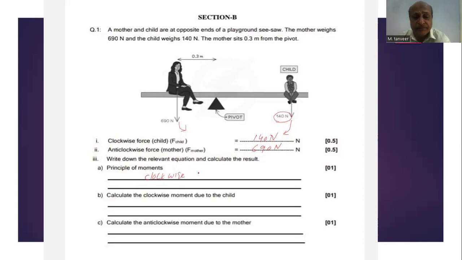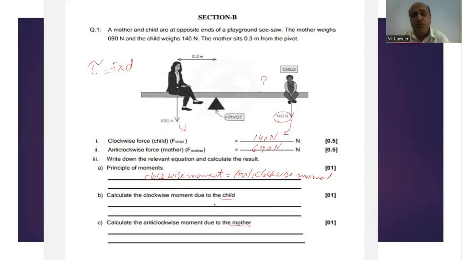Clockwise moment equals anti-clockwise moment. This is the principle of moment. Calculate the clockwise moment due to the child. For finding the moment, the formula for torque is force into perpendicular distance from the pivot. But here the distance of the child from the pivot is not given. The mother's distance from the pivot is given. So first you will find the anti-clockwise torque due to the mother.